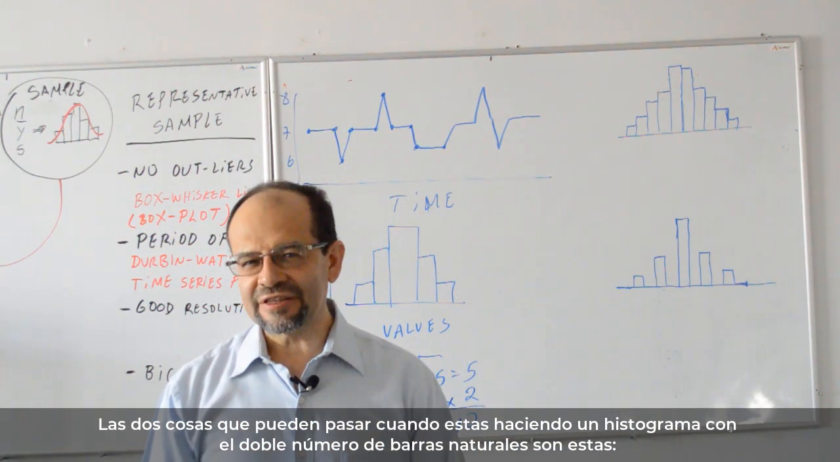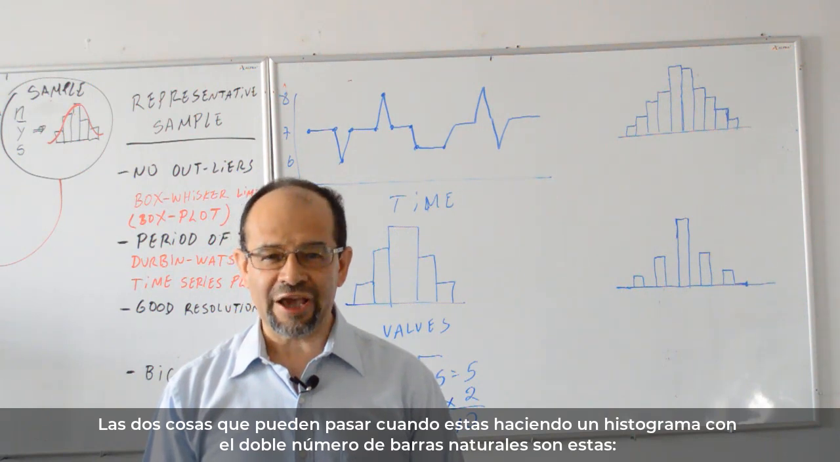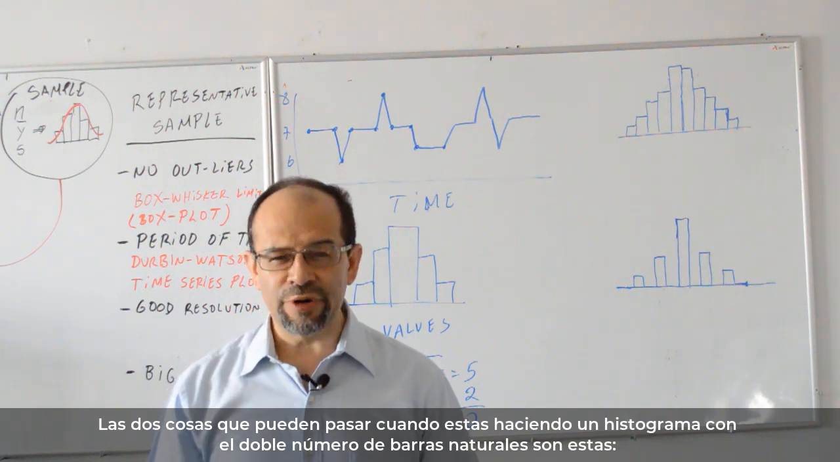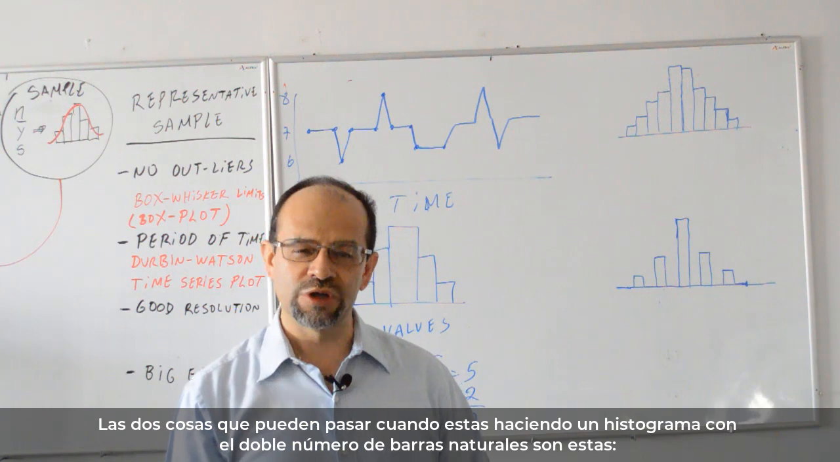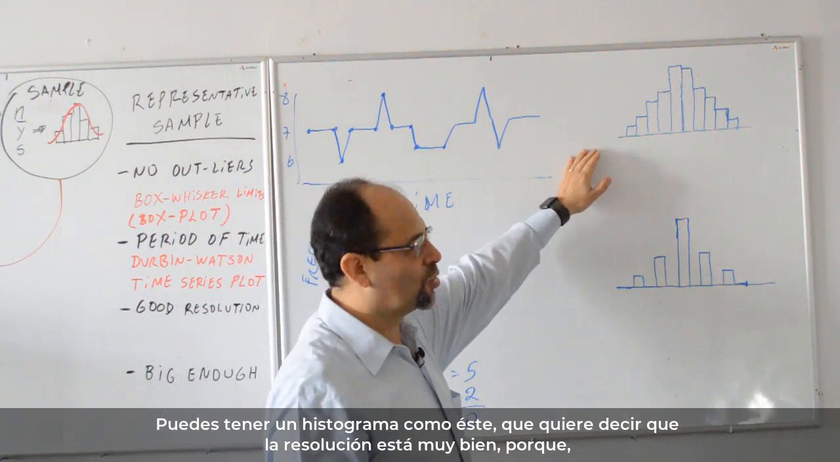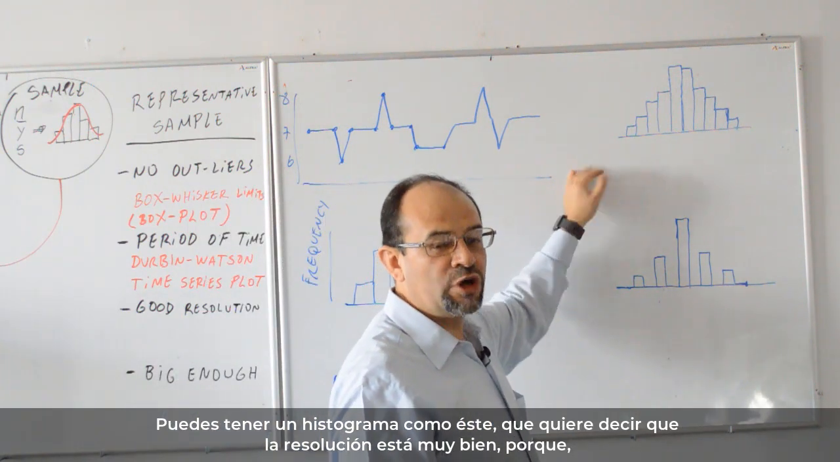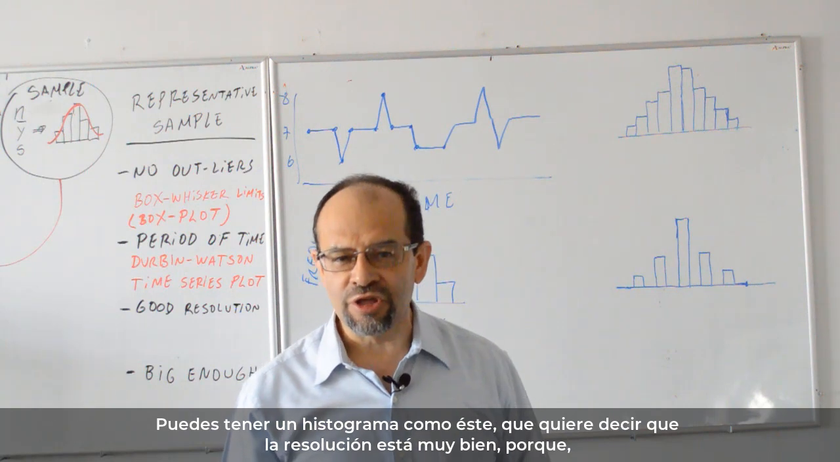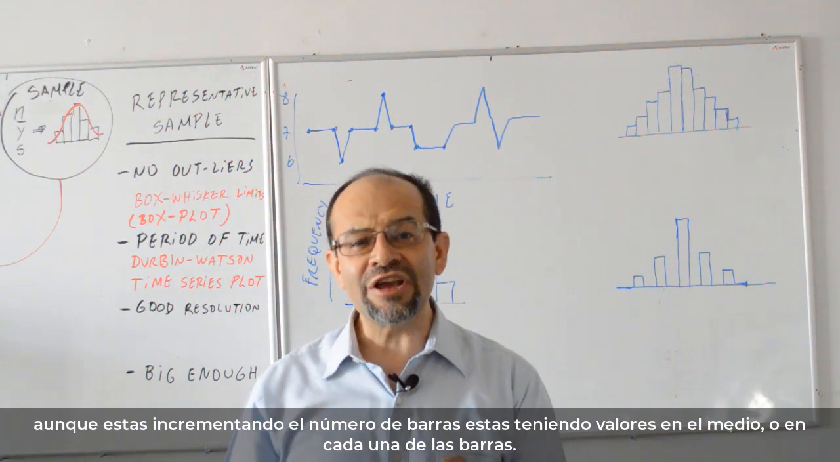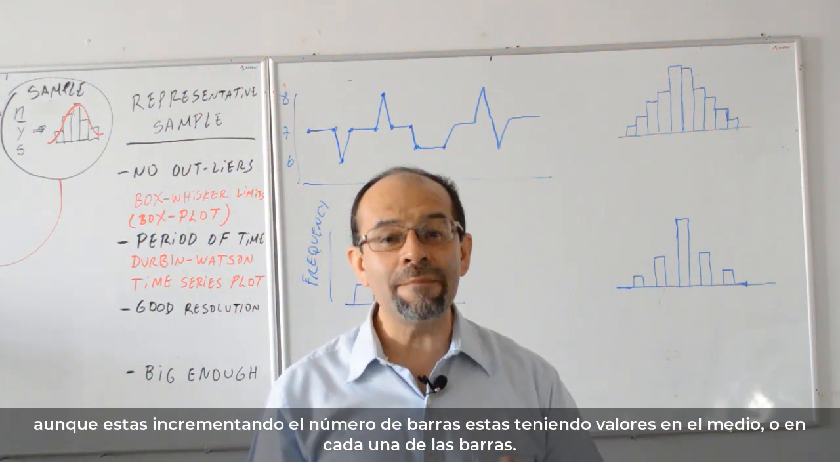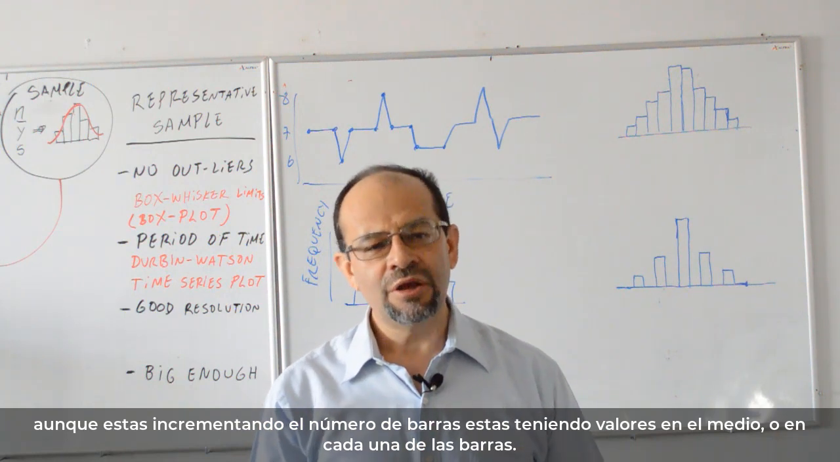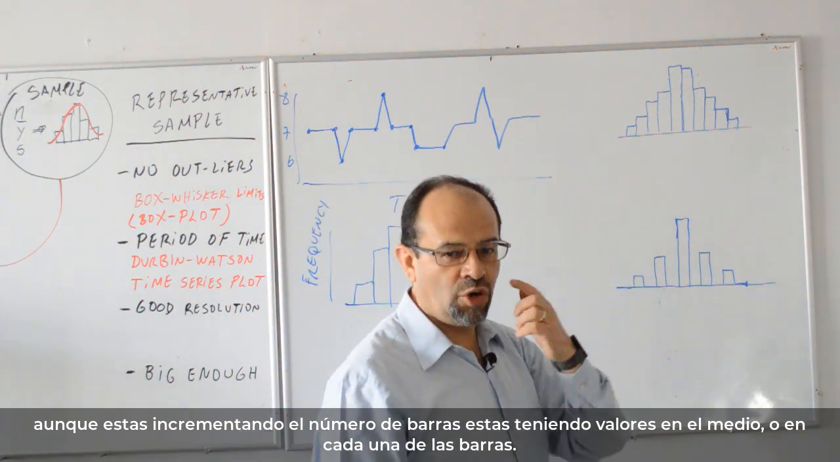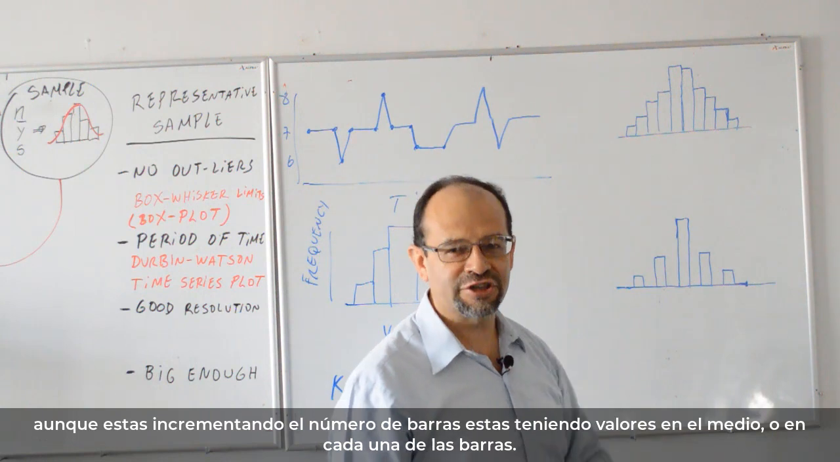The two things that can happen when you are doing a histogram with double the number of natural bars are these. You can have a histogram like this one, which means that resolution is very good, because even although you are increasing the number of bars, you are having values in the middle between one and another, or on each of the bars.